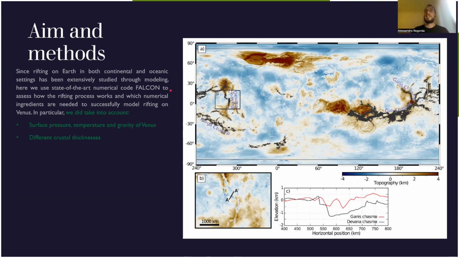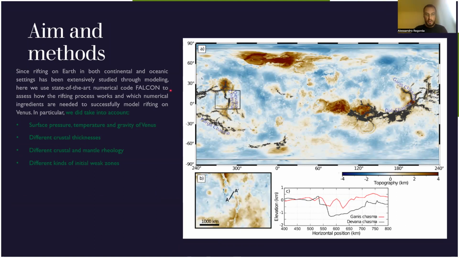Since there are different hypotheses on the average crustal thickness for Venus, we decided to test two thicknesses for the crust. And since we don't have any direct information on the rheology and composition of the crust and the mantle of Venus, we tested different crustal and mantle rheologies. And also this one is more a numerical issue than Venus related.